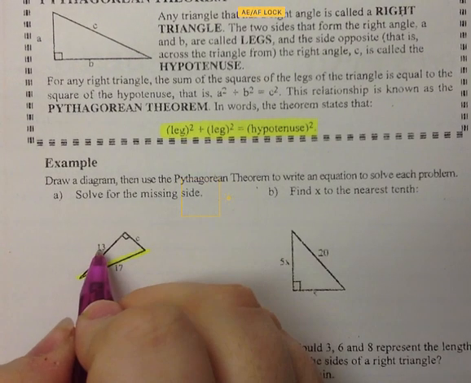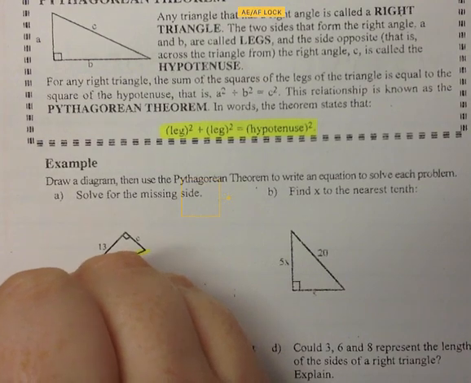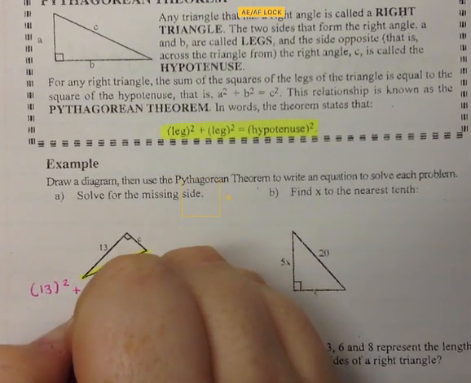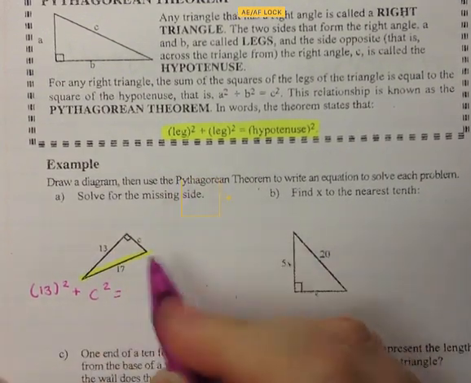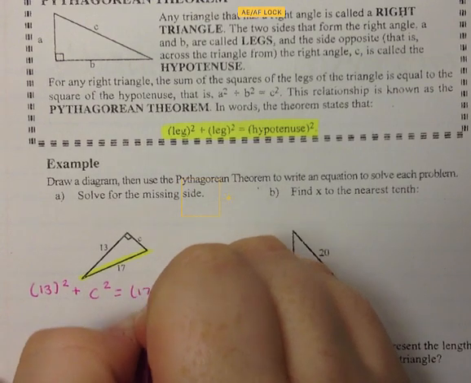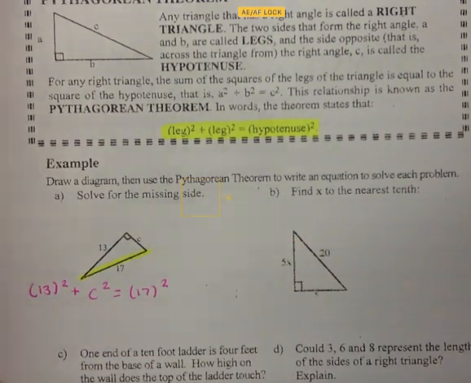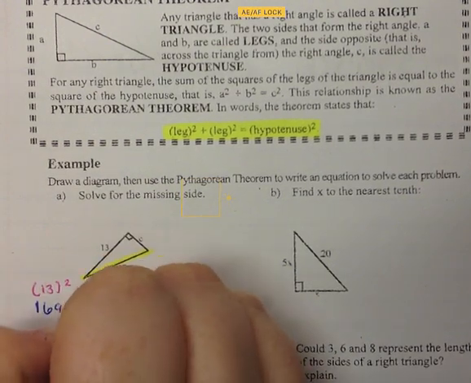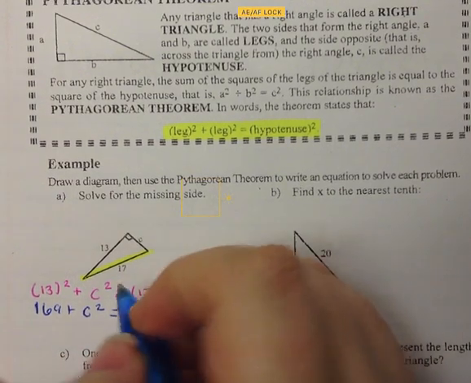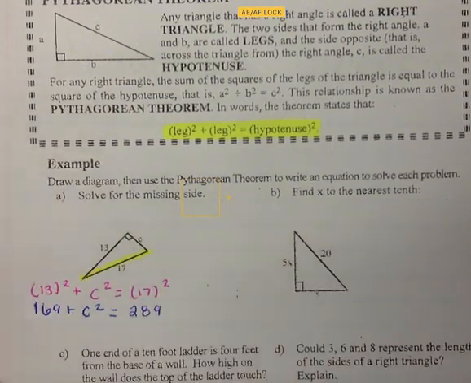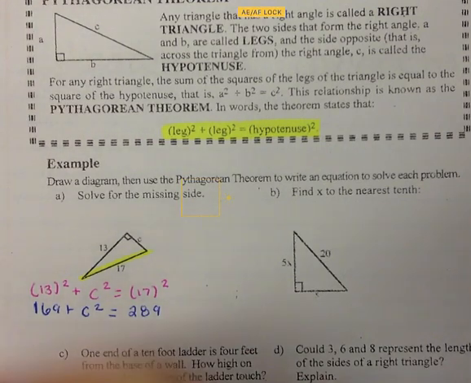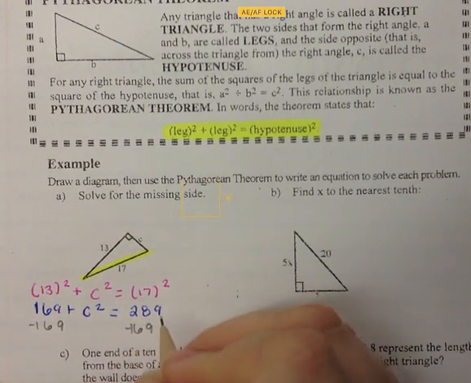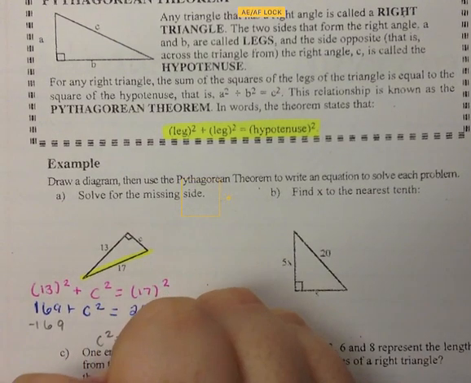So on here, our leg is 13, so we're going to have 13 squared, plus our other leg is C, so C squared, is equal to our hypotenuse squared. Our hypotenuse is 17, so we square it. So 13 squared is 169, plus C squared is equal to 17 squared, which is 289. We're going to subtract the 169 so we can get C squared by itself. So we'll end up with C squared equals 120.